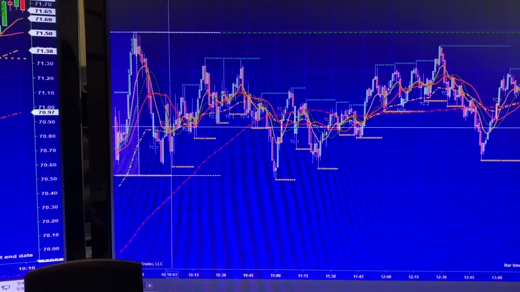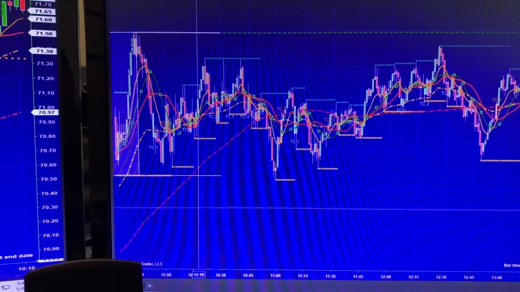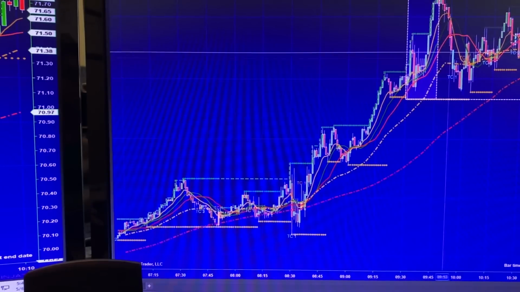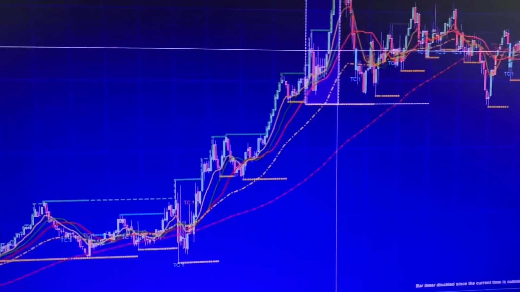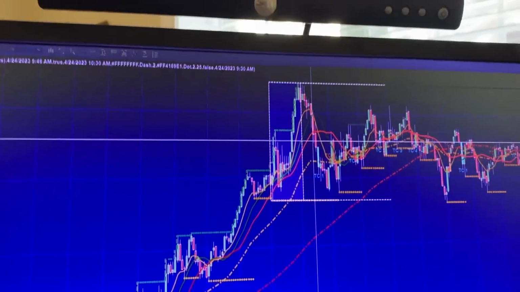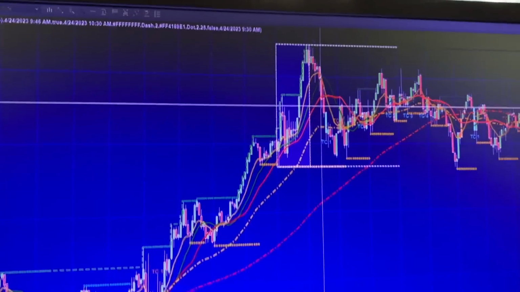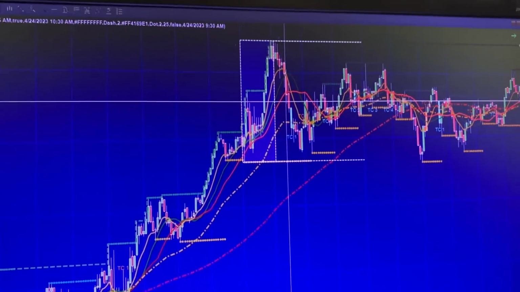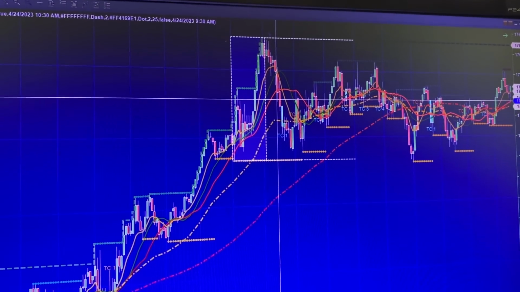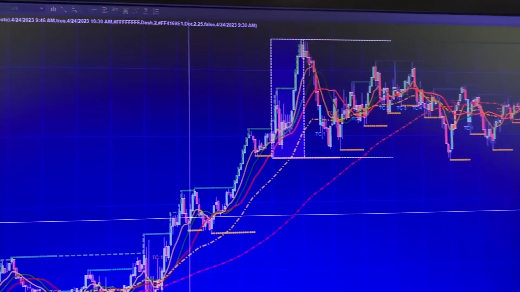And here's your box over here. Here's your box on the RTY. Okay, right here. The RTY had a huge run up in the morning before the market even opened. I nailed a continuation trade right here.